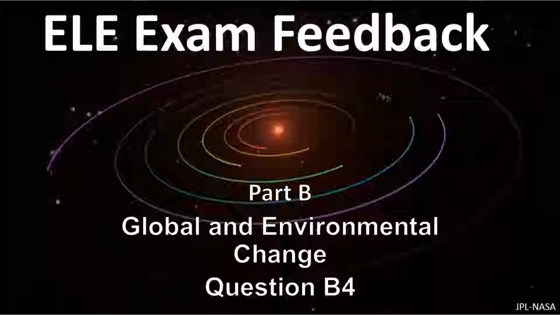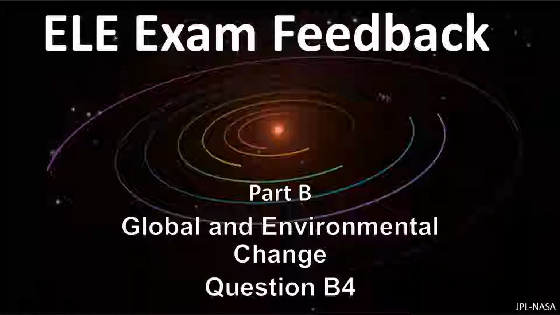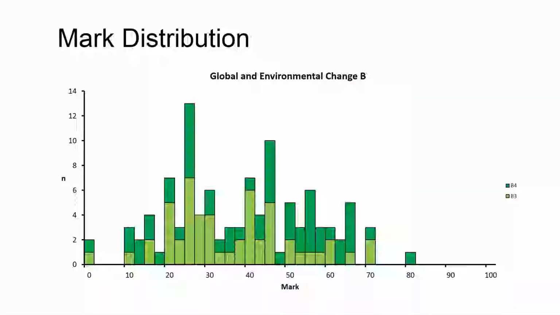Okay, so this is the second of the 2018 exam feedback videos, still on part B, so global environmental change. But we're going to be looking at question B4. So this was a question all about how the Earth's orbit around the Sun affects climate change.